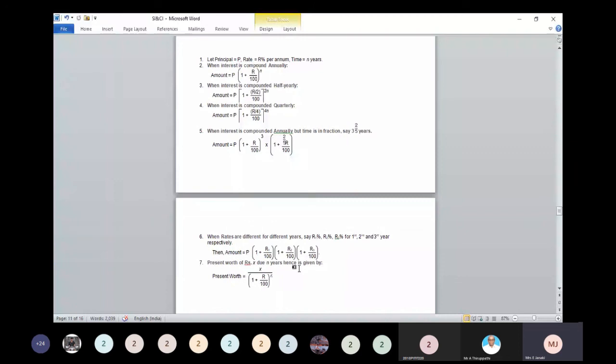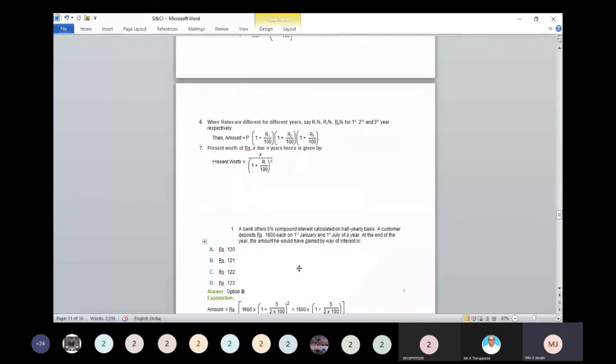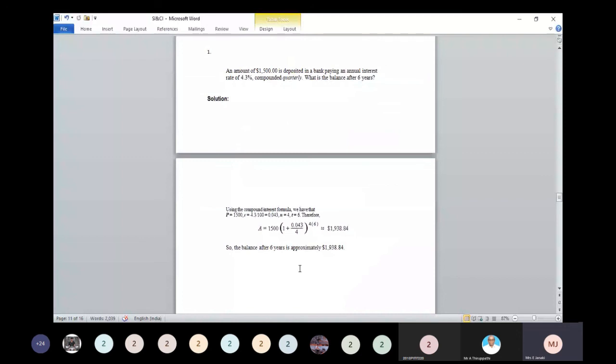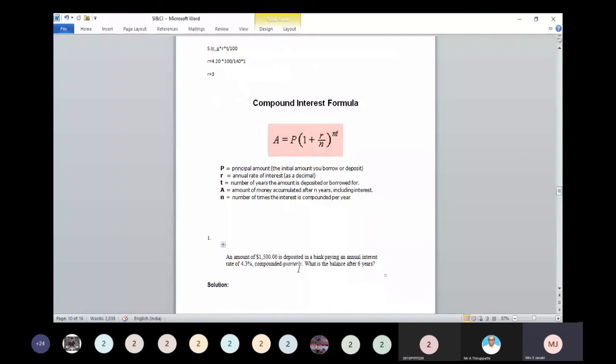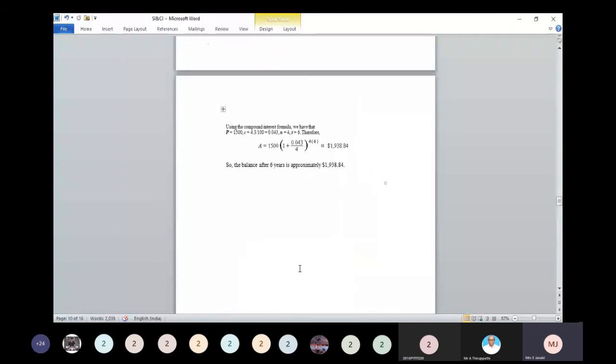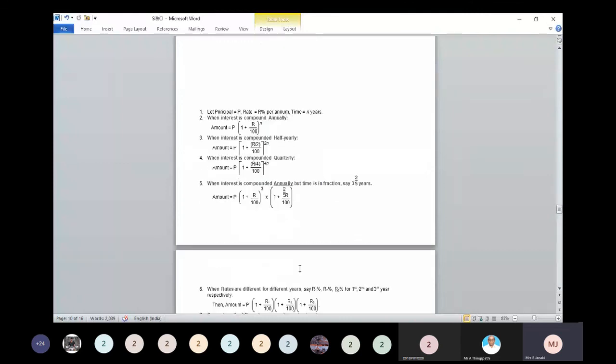See this compound interest formula. Okay. See, these are the basic formulas.